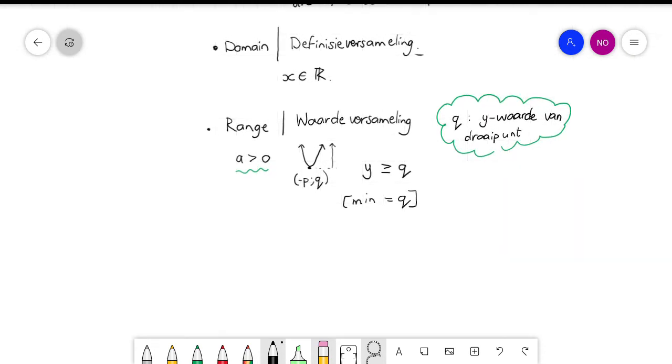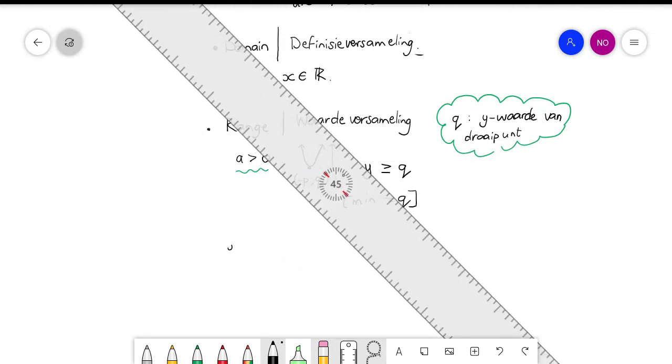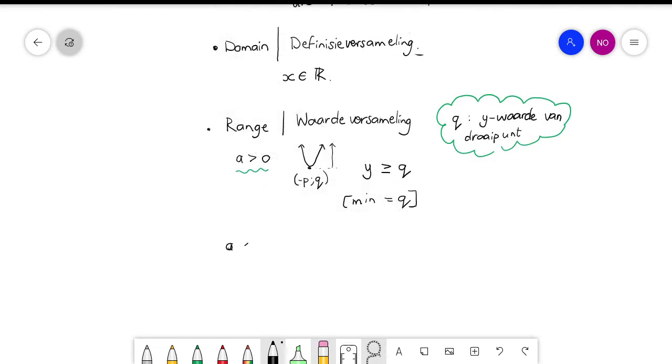Kom ons doen die teenoorgestelde. So, as a kleiner is as 0, dan beteken dit mos sy vorm lyk so.